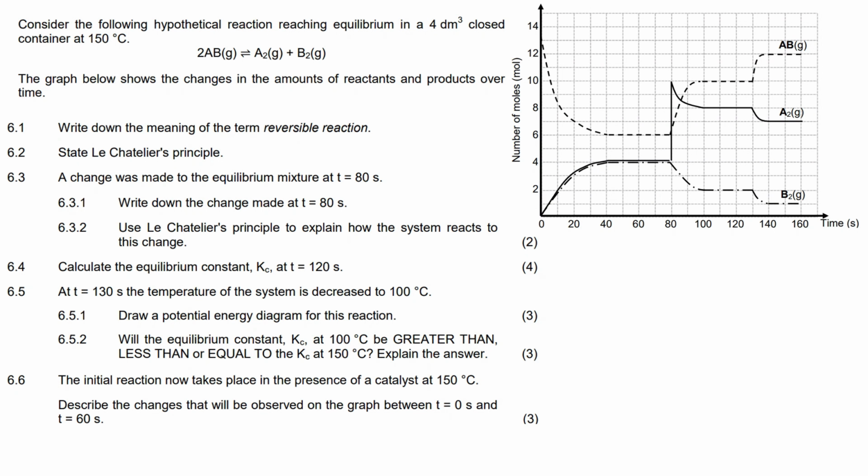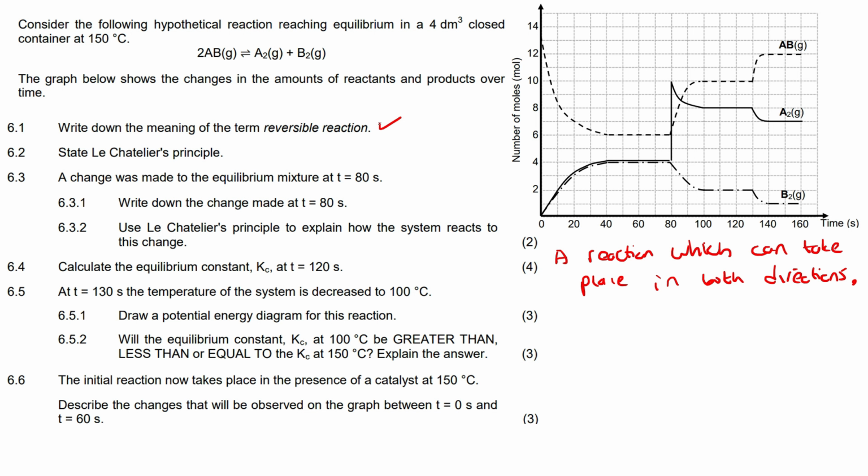Consider the following hypothetical reaction reaching equilibrium in a 4 decimeter container at 150 degrees. The graph below shows the changes in the amount of reactants and products over time. Write down the meaning of the term reversible reaction. So it is a reaction which can take place in both directions. Okay, it can go in the forward direction and in the reverse, however you want to draw these symbols. It can go forward and it can go in reverse.